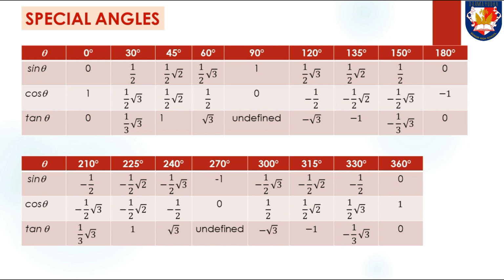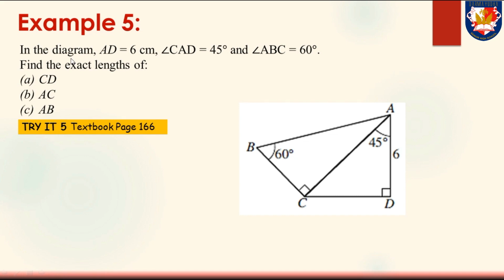Sometimes you have to know some special angles in trigonometry. This is a table consisting of special angles from 0 degrees until 360 degrees for sine theta, cosine theta, and tangent theta. Example 5. In the diagram, AD equals 6 cm, angle CAD equals 45 degrees, and angle ABC equals 60 degrees. Find the exact lengths of CD, AC, and AB.